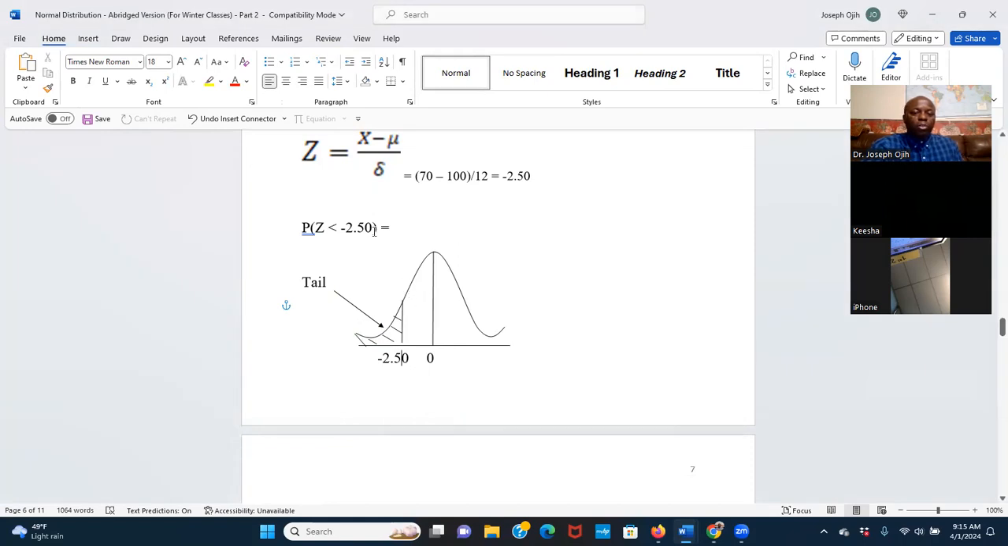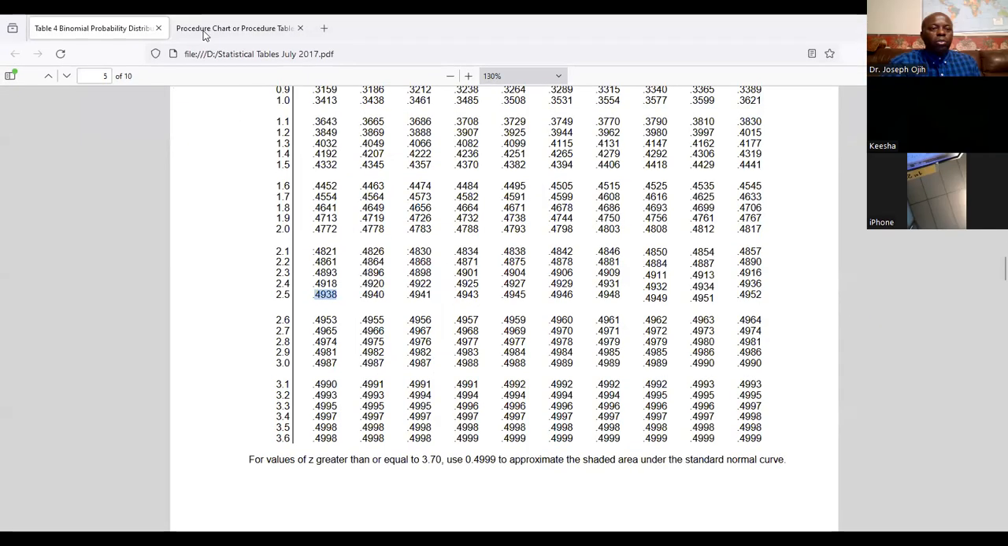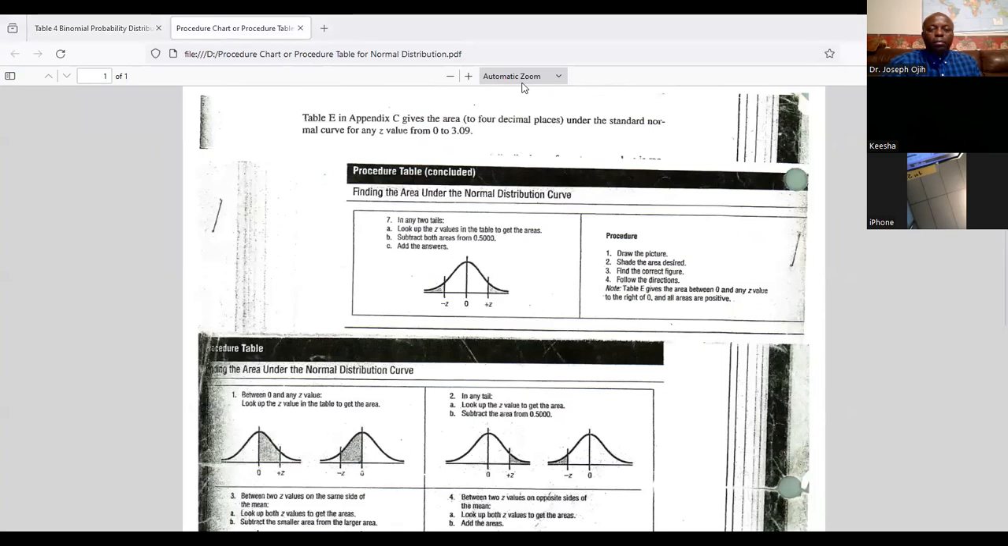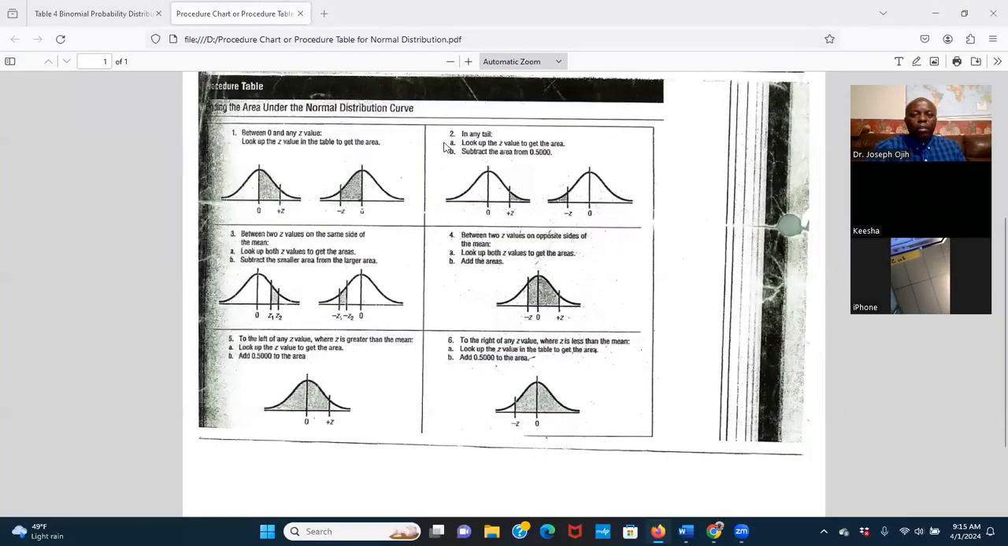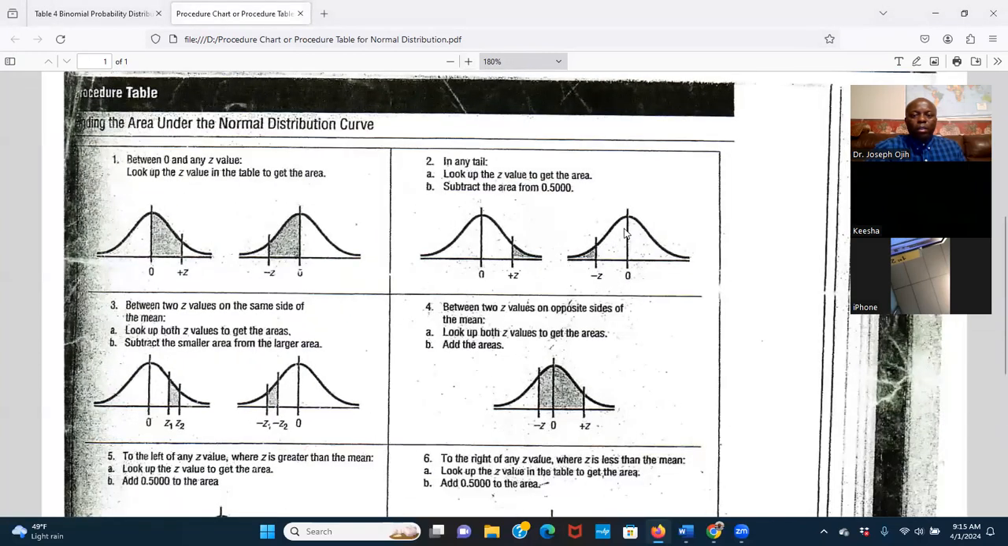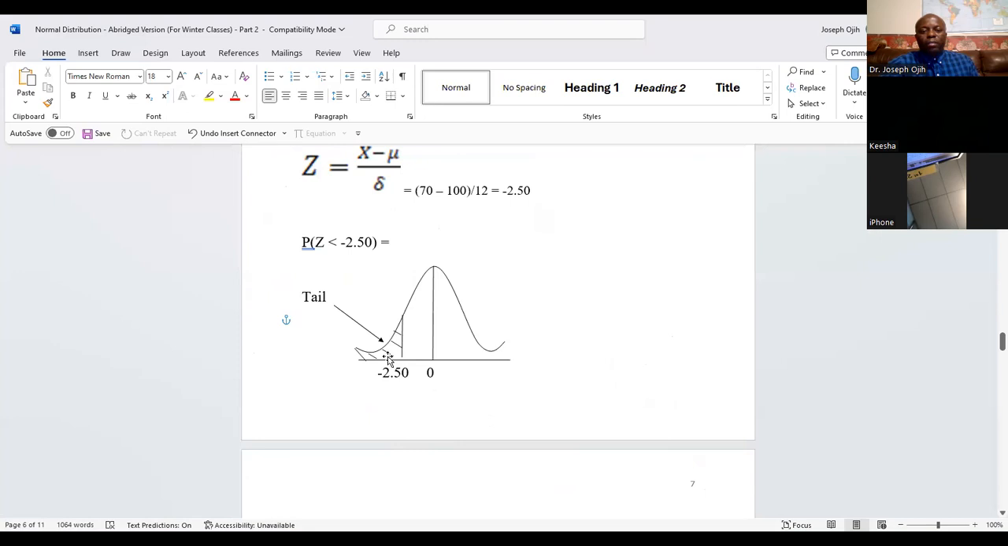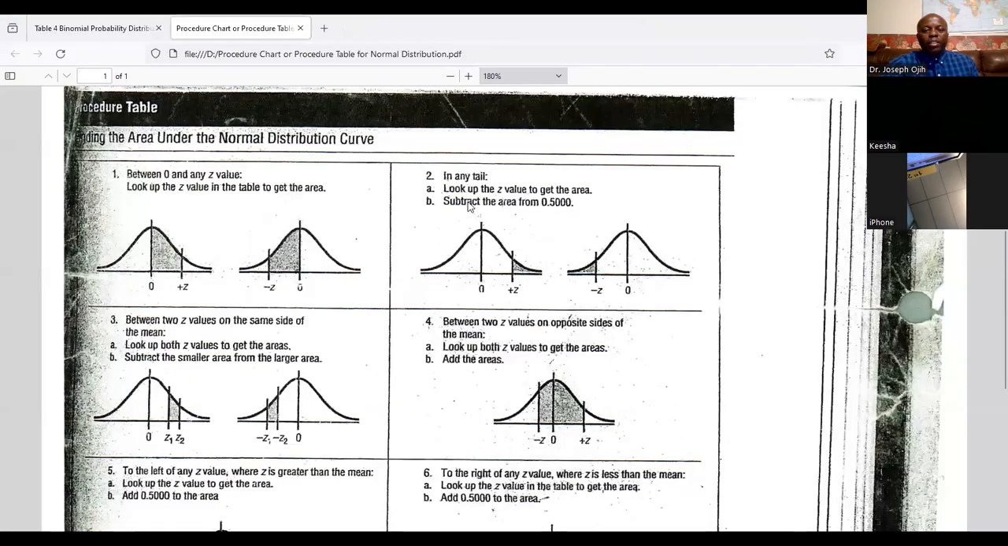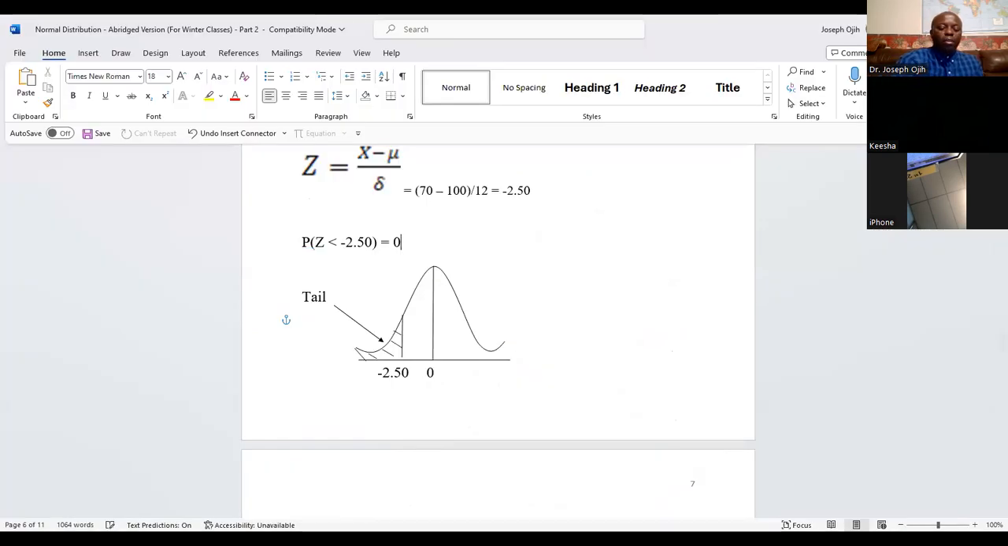Okay. So once you finish shading it, you can go to the procedure chart. From the procedure chart, you can see that this one here looks like what I have on this drawing. See it on the left tail. So the instruction says, look up the Z value to get the area, subtract the area from 0.5, which means we're going to do 0.5000 minus.